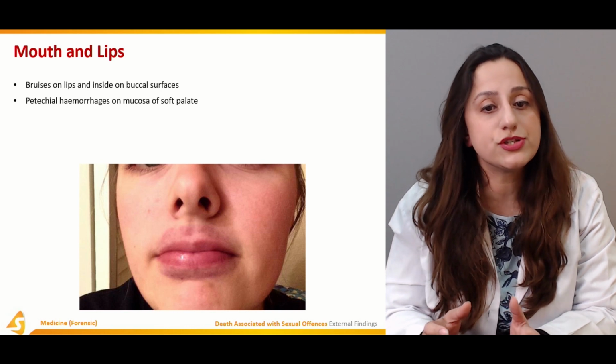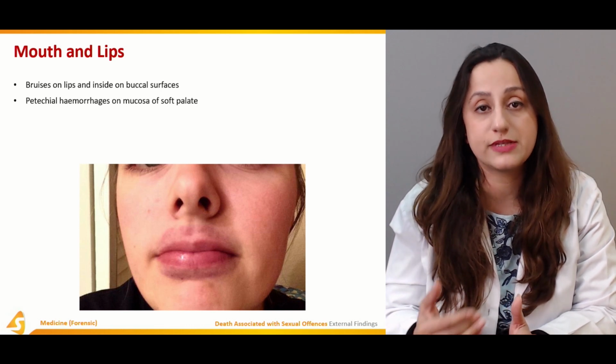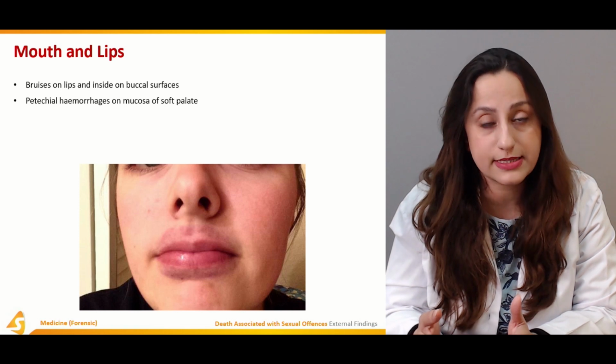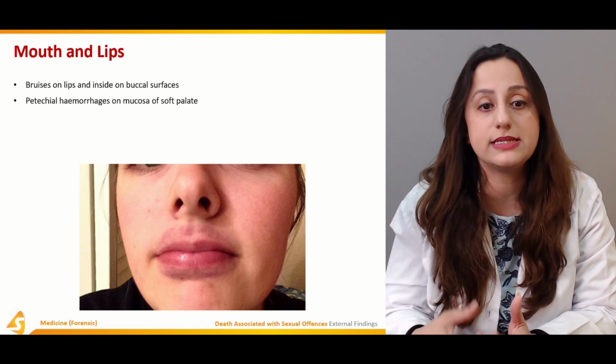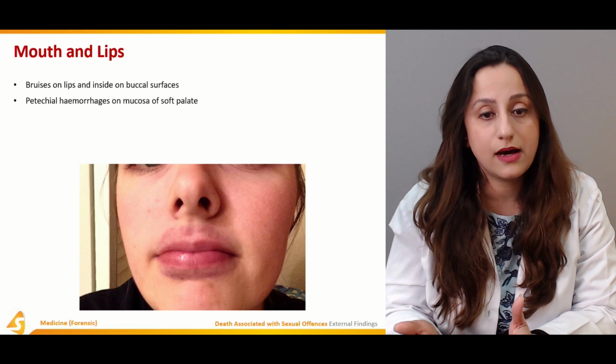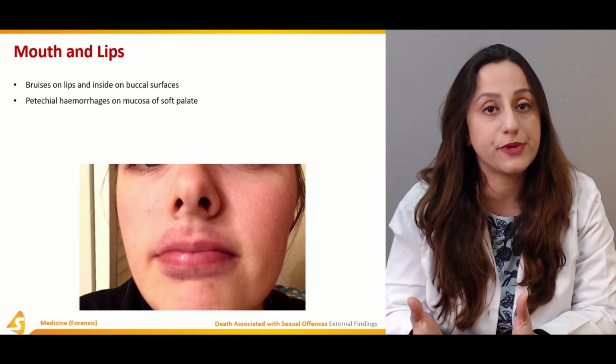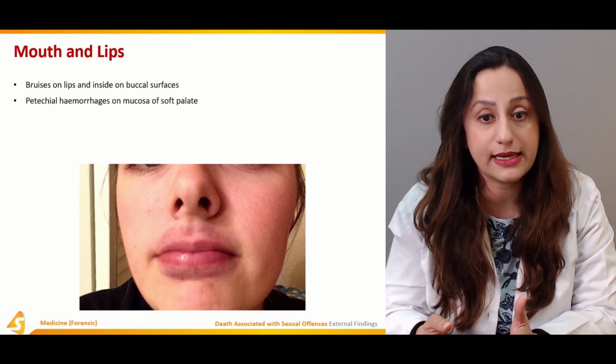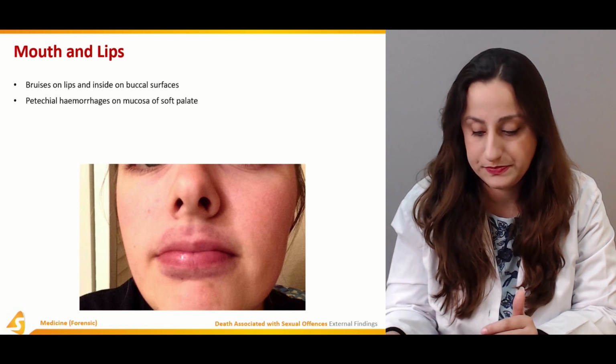The petechial hemorrhages, basically they are going to emphasize the pressure marks. If pressure was applied to these areas of the mouth and the lips, then petechial hemorrhages are going to be present on the mucosa of the soft palate, and we have to comment upon that over here.